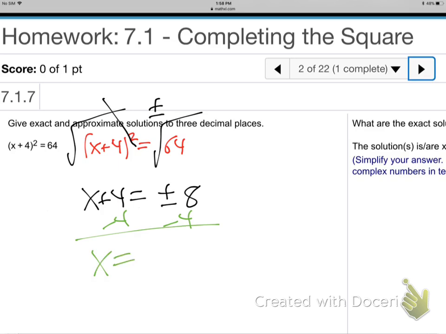You compute them one at a time. What do I mean? It's plus 8 minus 4, and it's minus 8 minus 4. Everybody see what I did? I just did the 2 options on the 8. And what is 8 minus 4? 4. And what is minus 8 minus 4? Minus 12. There's our 2 answers.